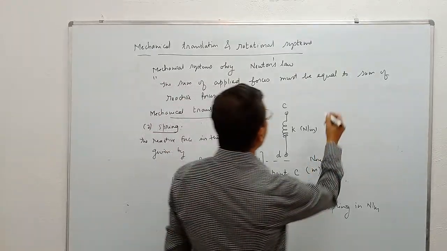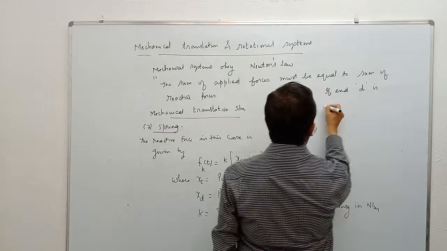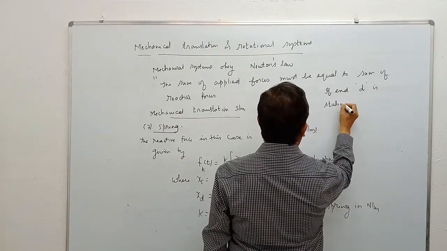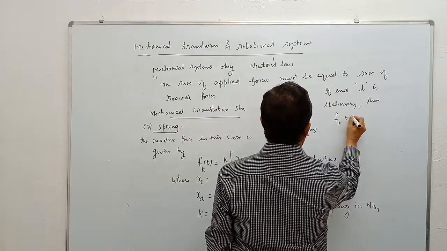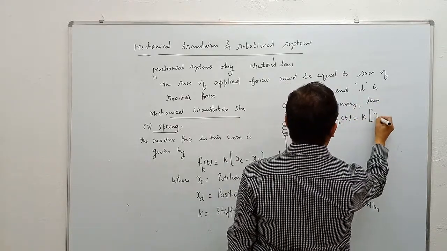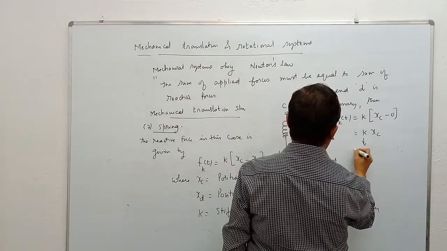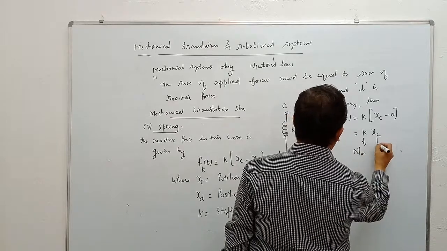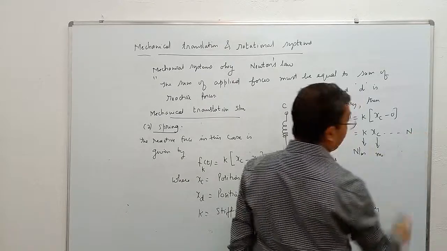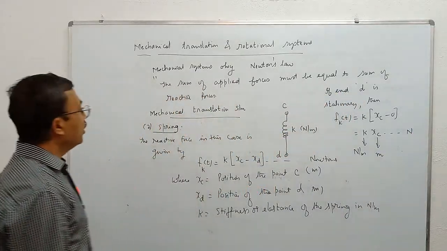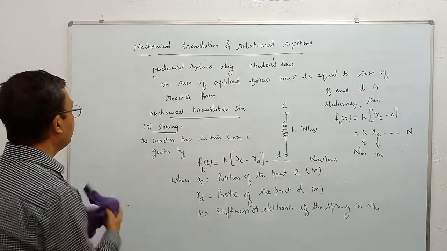I am going to write here, if end D is stationary, then the reactive force Fk of t is equal to k into xc minus 0, which is equal to k into x. Unit of k is newtons per meter, unit of x is meters, newtons per meter into meter gives you newtons. This is how a spring is dealt with. So you should remember all the reactive force equations.